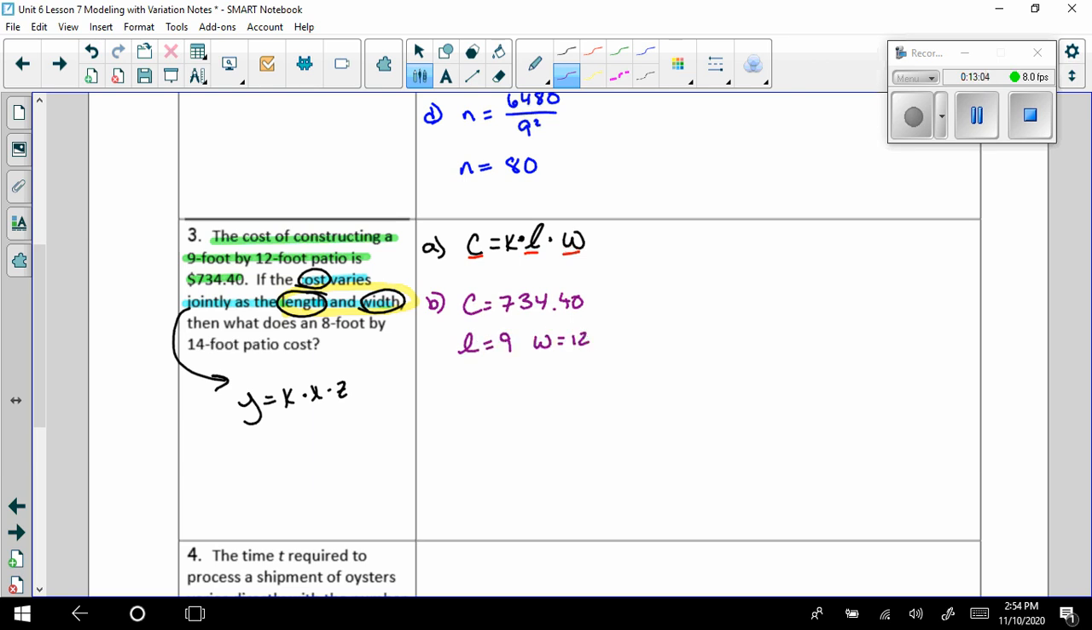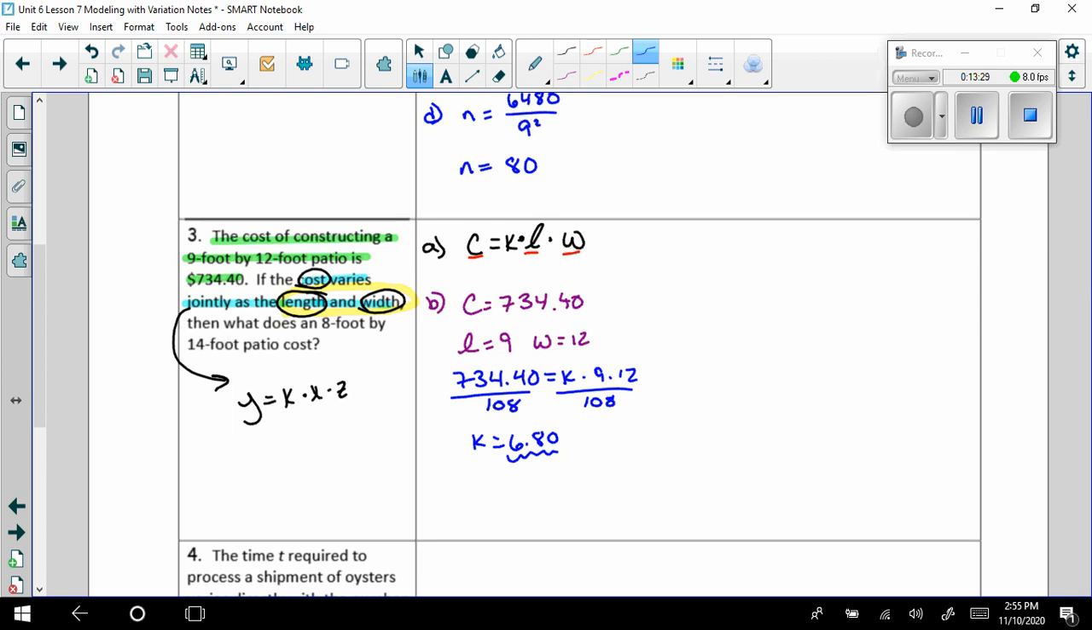And it doesn't really matter which one you put as length and width because we're multiplying. So we can plug that into our equation. 734.40 is equal to K times 9 times 12. And then we can solve this out. All right, so divide both sides by 108, which is that product of 9 and 12. So K equals 6.8.